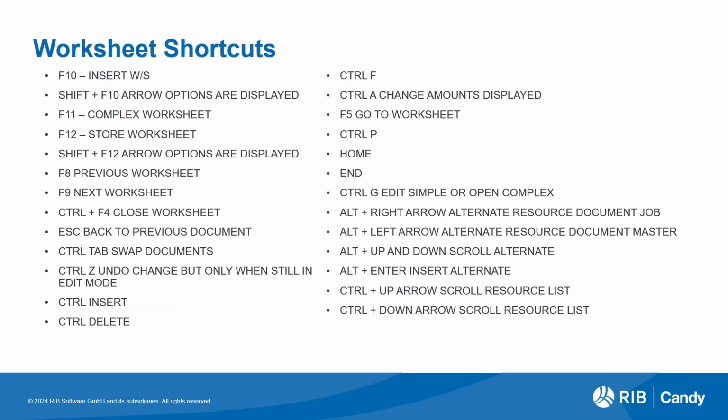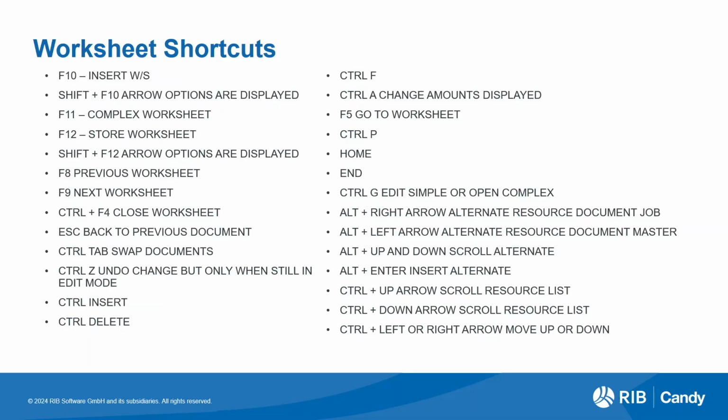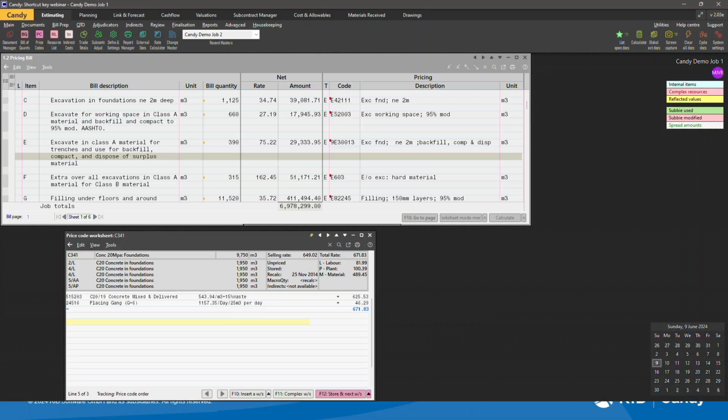That is then the Control up and the Control down arrow key. Control left and right arrow key. This will move items up and down, bubble them around on the resource list. I've mentioned this earlier, but just to show that again.